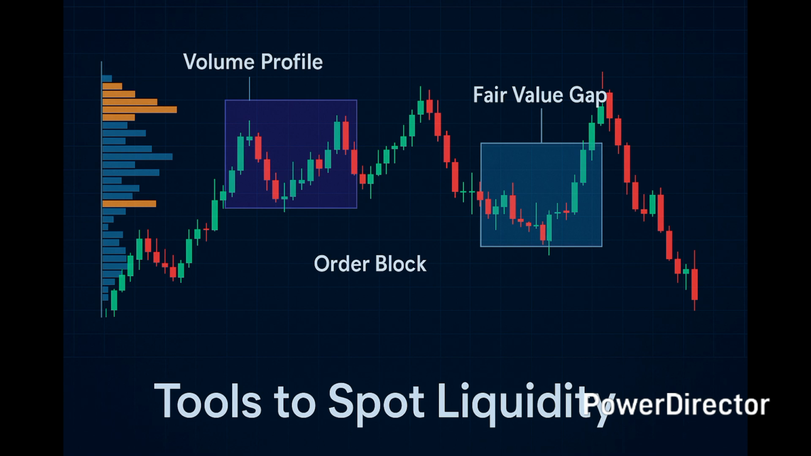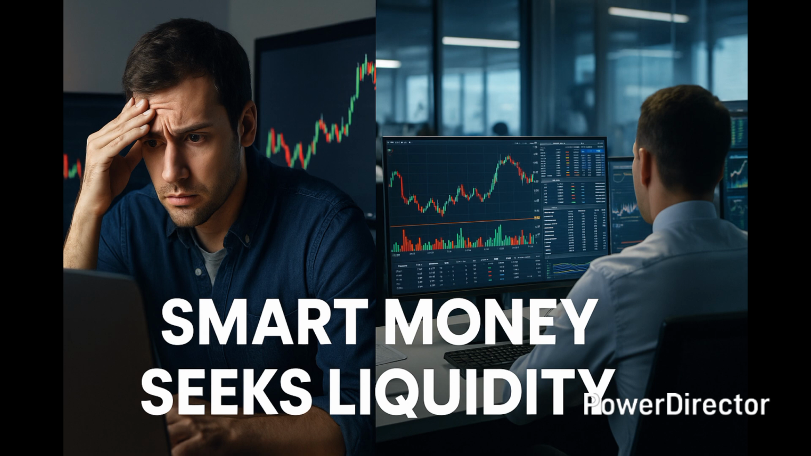Retail traders chase price. Smart money chases liquidity. This mindset shift is what separates professional traders from amateurs. By thinking about where the most orders are lying, where traders are most likely to get trapped, and where the market will move next to grab those orders, you begin to see the charts differently. Every price movement now has a reason.